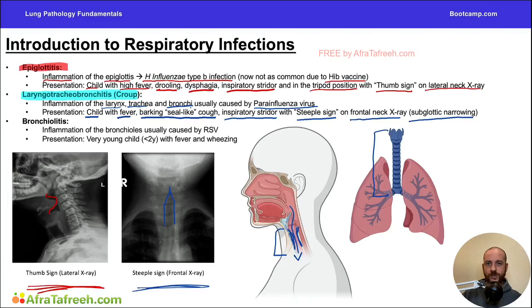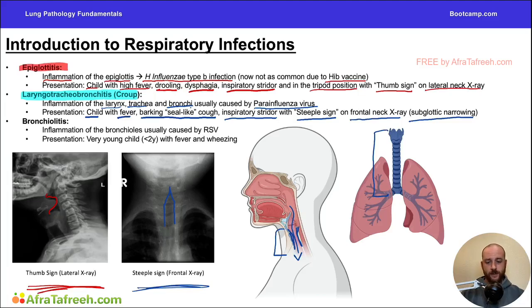A lot of questions try to get you to differentiate between epiglottitis and laryngotracheobronchitis because they both present with a child that has fever and inspiratory stridor. However, if they tell you that the condition was diagnosed using a frontal neck x-ray, then that means they're probably talking about laryngotracheobronchitis as they imaged that steeple sign. However, if they told you that the condition was diagnosed using a lateral neck x-ray, that means they're probably talking about epiglottitis as they imaged that thumb sign.